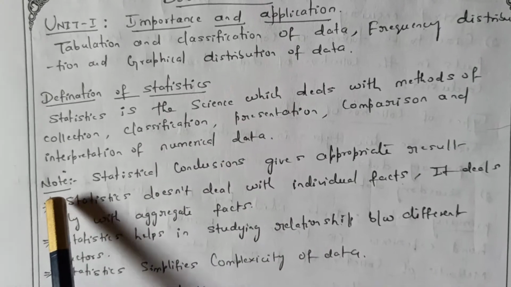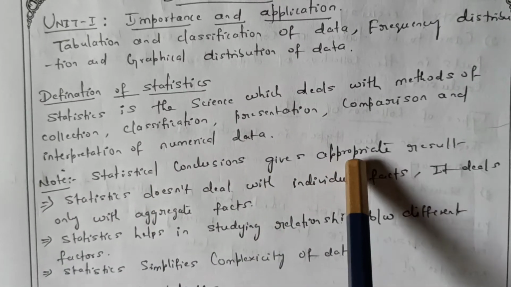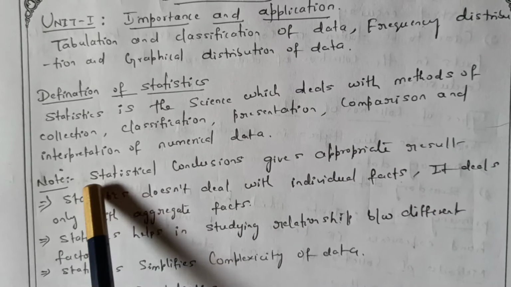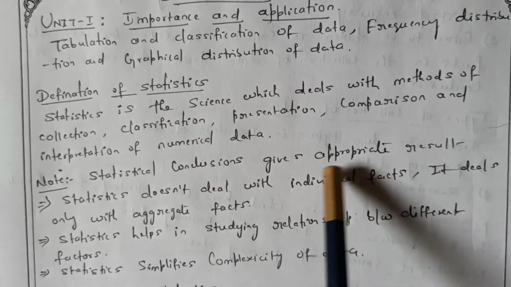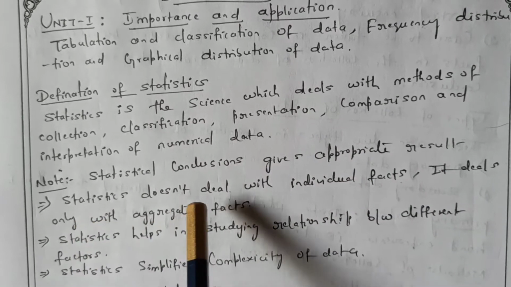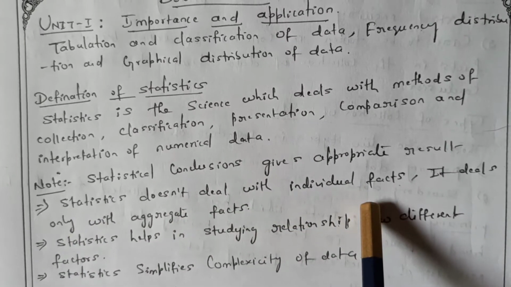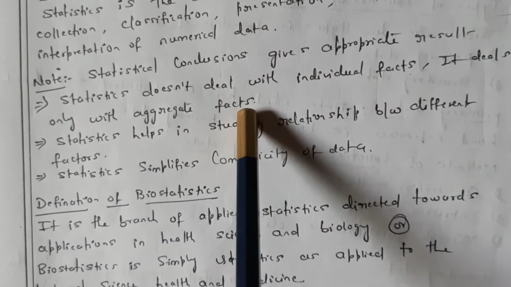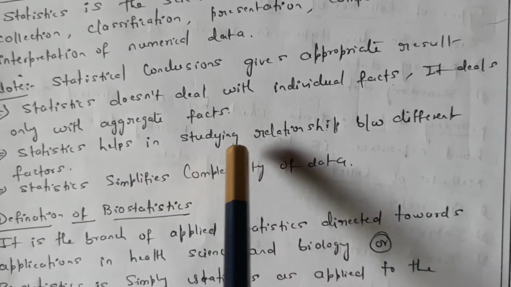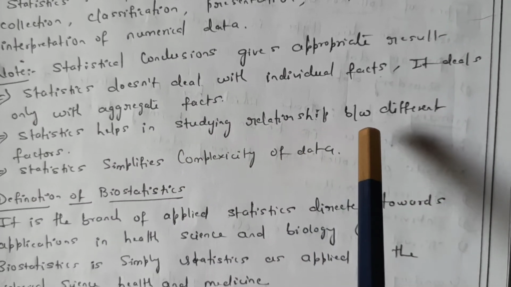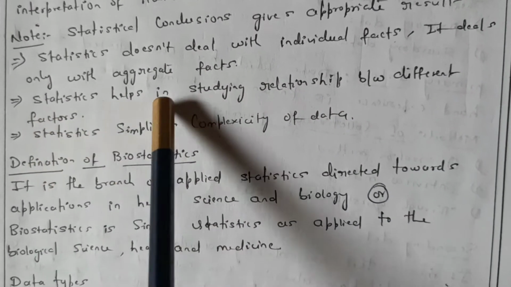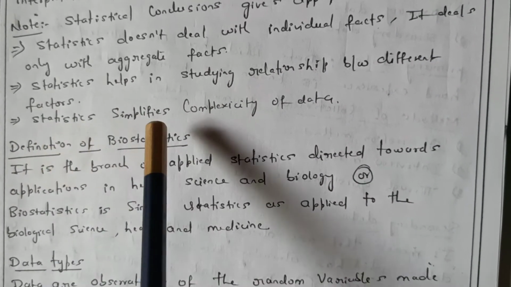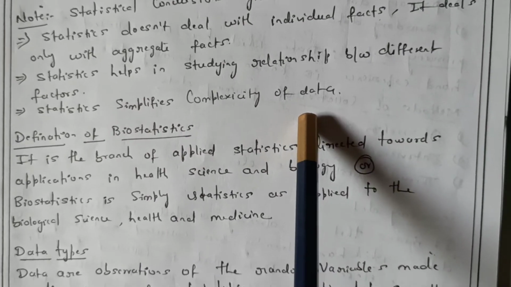So here we have a note. Statistical conclusions give appropriate results. That is, the results that have been got from statistical conclusions will be appropriate. Statistics does not deal with individual facts. So they won't deal with individual facts. It deals only with the aggregate facts. Statistics helps in studying relationship between different factors. You can study the relationship between the different factors. Statistics simplifies complexity of the data.